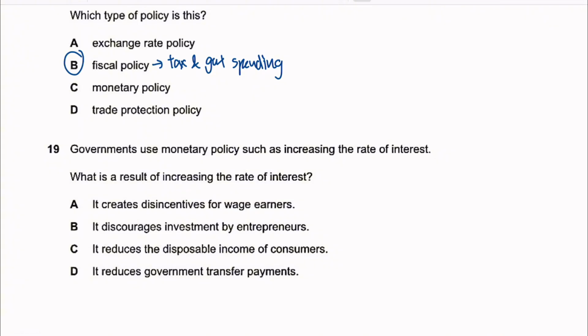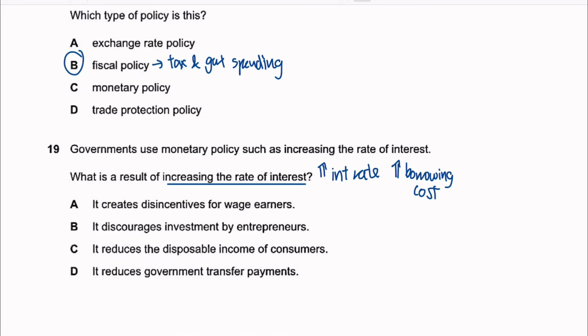Question 19. Governments use monetary policy such as increasing the rate of interest. What is a result of increasing the rate of interest? So let's see what happened. When the central bank increases the interest rate, your borrowing cost actually increases.